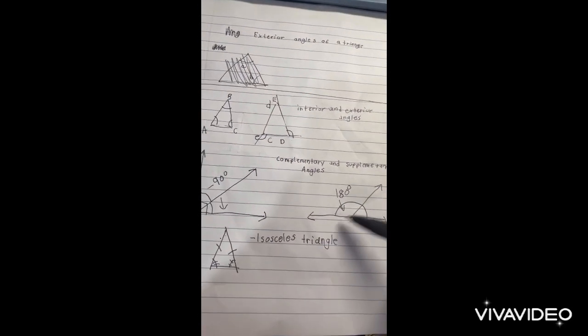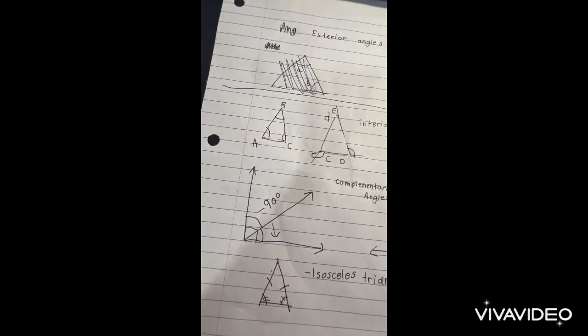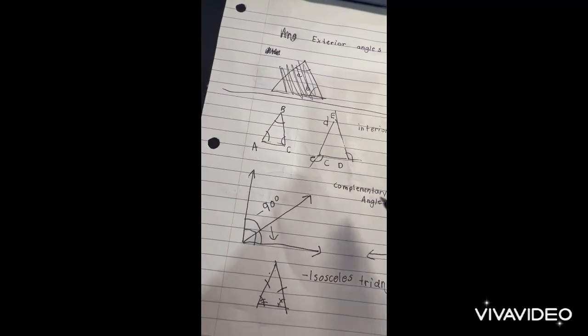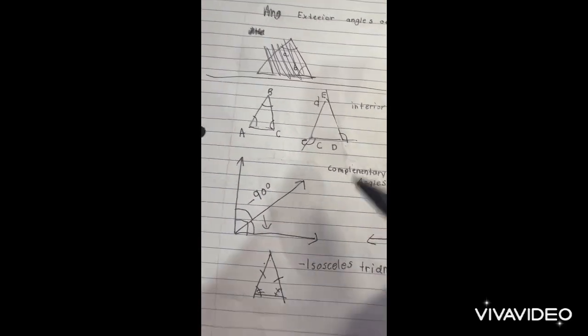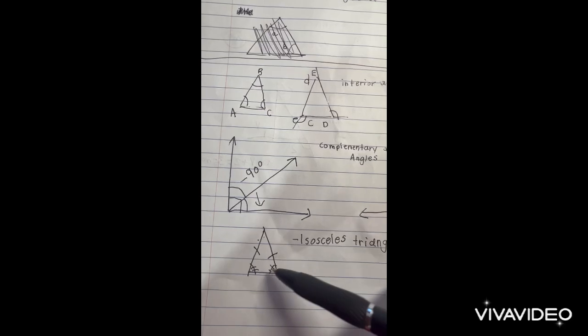So it'll look just like this. And for my isosceles triangle, the two equal side lengths must have opposite angles that are also equal. So the sides must be equal and the angles also must be equal right here.